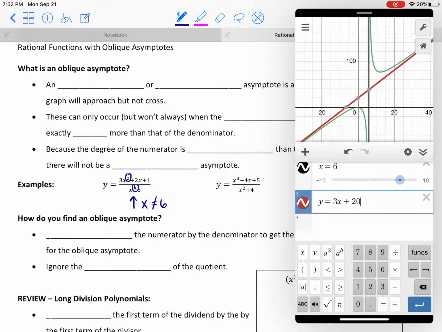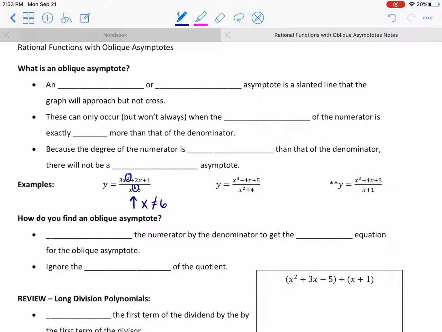Okay, now I'm going to tell you how to find those in just a minute, but these types of asymptotes can never occur in conjunction with a horizontal asymptote, and they can only occur when the degree of the numerator is exactly 1 more than the degree of the denominator. So since the degree of the numerator is bigger than the degree of the denominator, we won't have a horizontal asymptote. And we need it to be exactly 1 more. Okay? So a slant asymptote or an oblique asymptote.